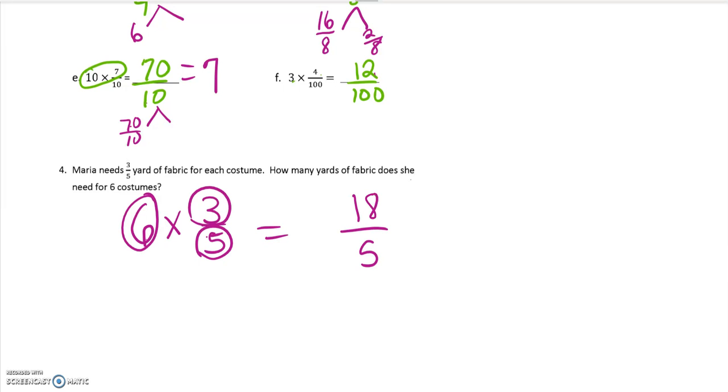So how many yards of fabric does she need? Let's turn this into a mixed number. How many groups of 5 can we take out of 18? 5, 10, 15. That would be 3 whole yards with 3 fifths of a yard left over.